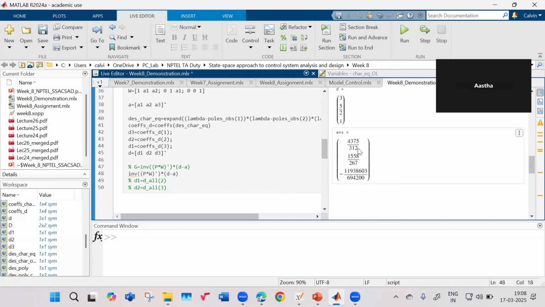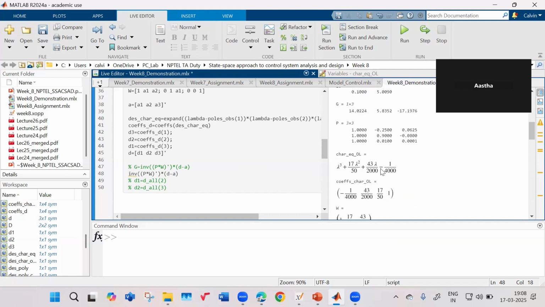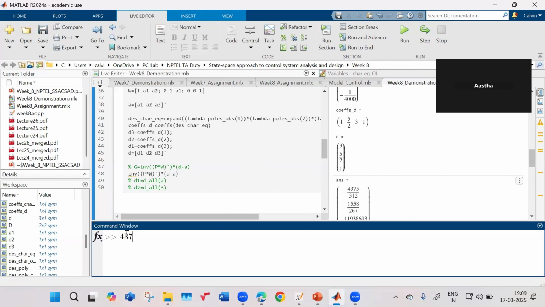So that is giving us our solution. So it is 4375 by 312. What did we previously get? Okay, 4375 divided by 312. So 4375 divided by 312 is 14.024. Okay, so it is matching.